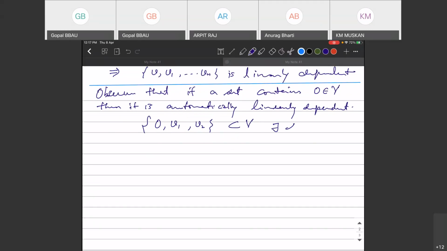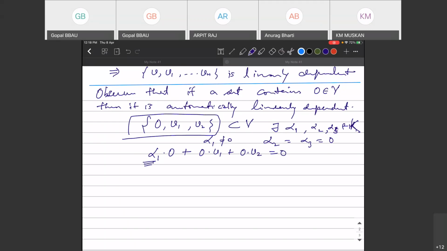Because there exist alpha 1, alpha 2, alpha 3 in K, take alpha 2 equal to alpha 3 equal to 0 and take alpha 1 non-zero. You may take any alpha 1. Whenever you multiply 0 by alpha 1, it will be 0. And multiplying V1 by 0 and V2 by 0, you will get 0. So here this alpha 1 is non-zero, therefore this set is linearly dependent.